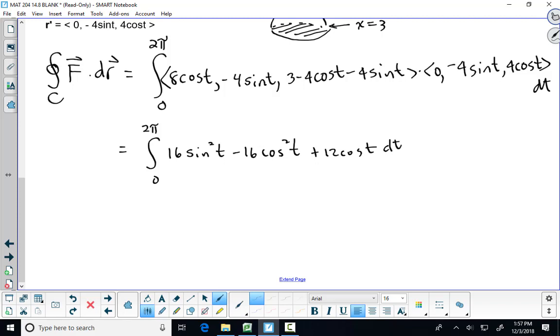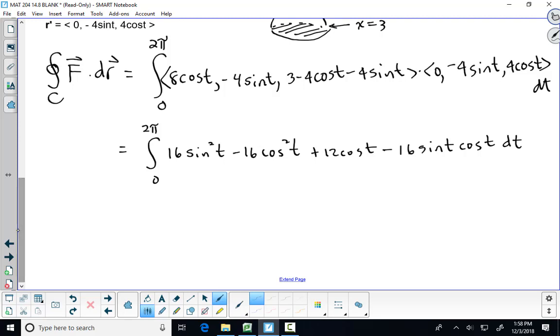Did you get that? You got one more, right? Yeah, you missed the last one. So then minus 16, minus 16 sine t cosine t. Okay, then we're going to integrate all that.